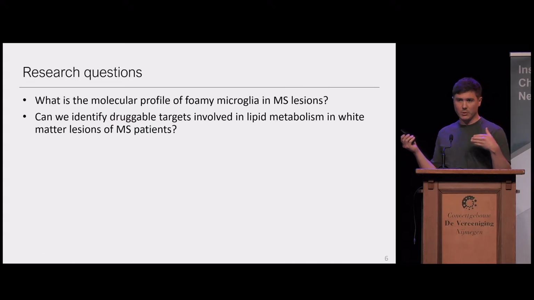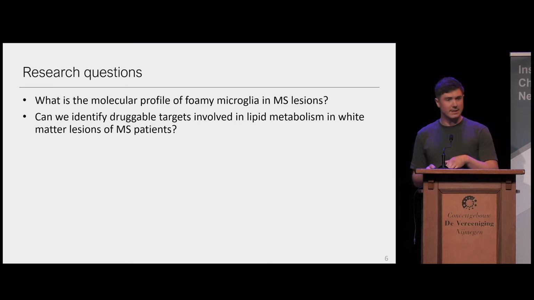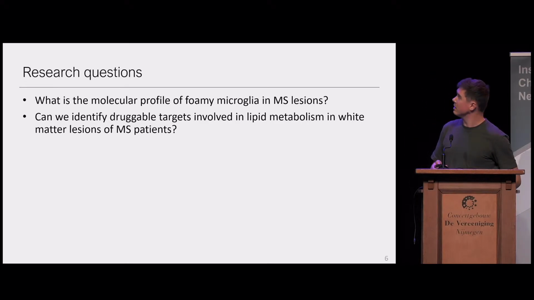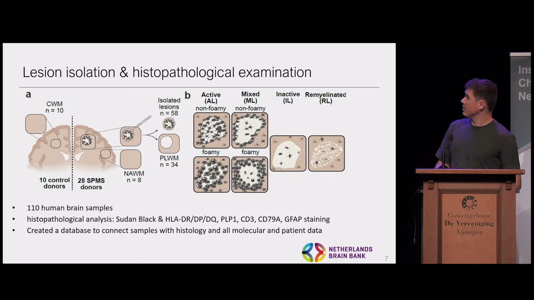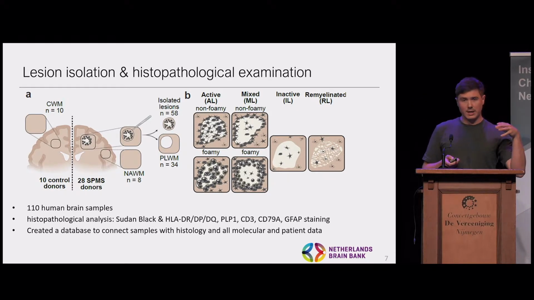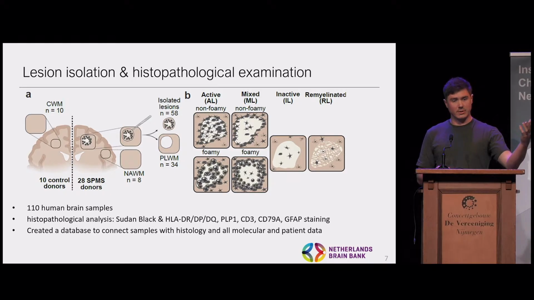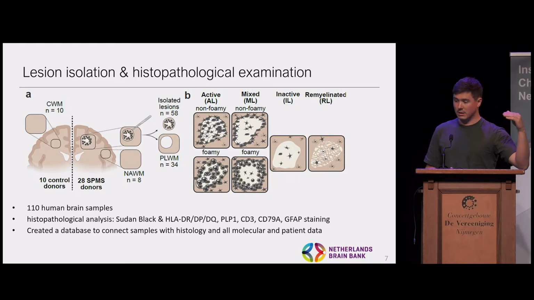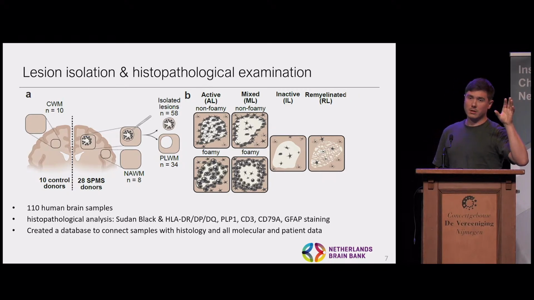So we hypothesized that these foamy microglia are probably a bad sign. They are detrimental to the lesion progression. And our main research questions were to identify the molecular mechanisms of foamy microglia in MS lesions, and if we could find druggable targets that target lipid metabolism to potentially resolve these lesions. So in order to do this, we obtained tissue from the Netherlands Brain Bank, and we isolated all different lesion types available, but now in addition we have also analyzed lesions with more ramified microglia or foamy microglia.